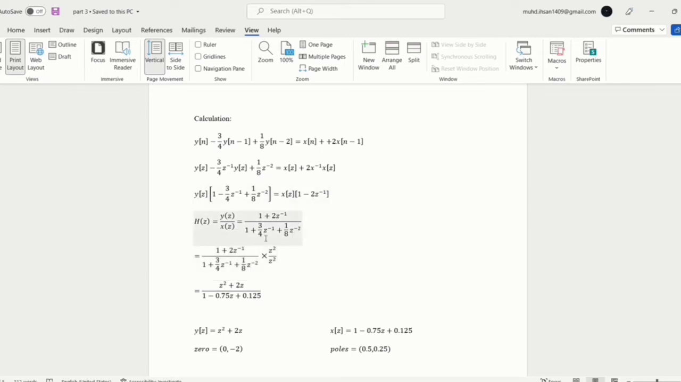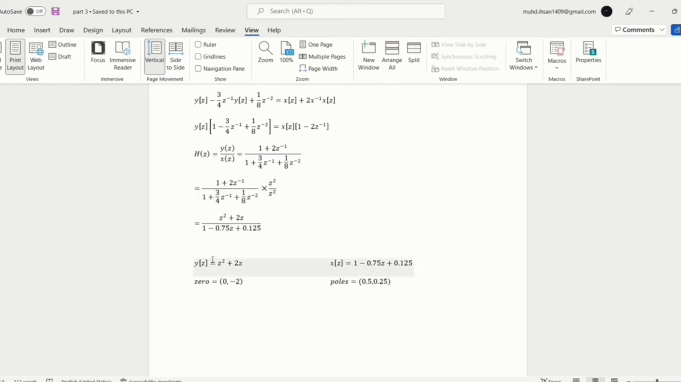To get z to the power of 2 in front, we multiply by this one, and then the final answer is H(z) equals z squared plus 2z over z squared minus 0.7z plus 0.125, with zeros at 0 and -2 and poles at 0.5 and 0.25.